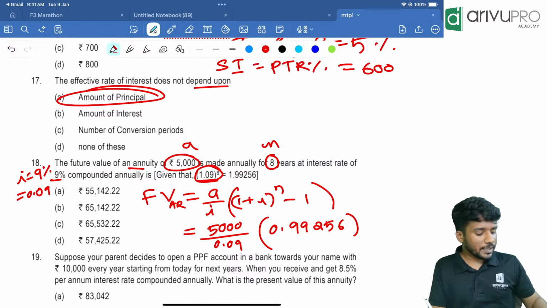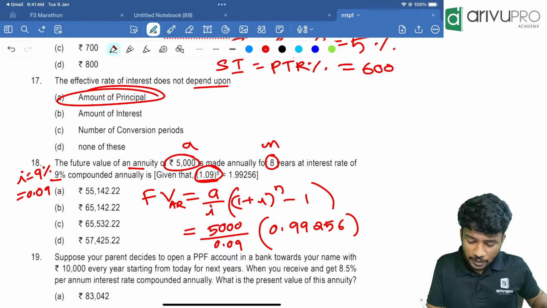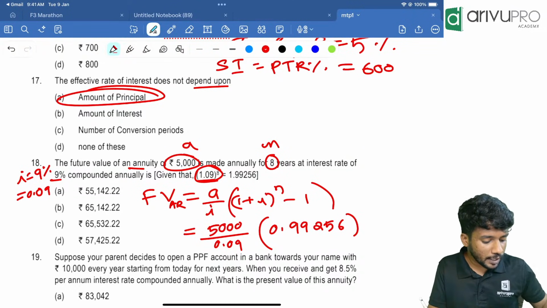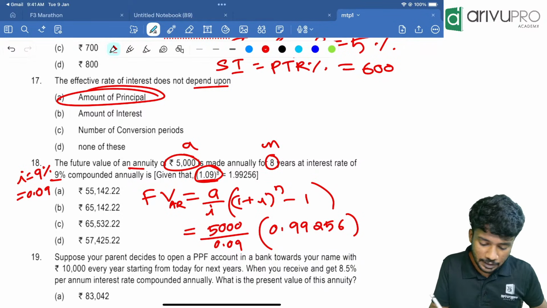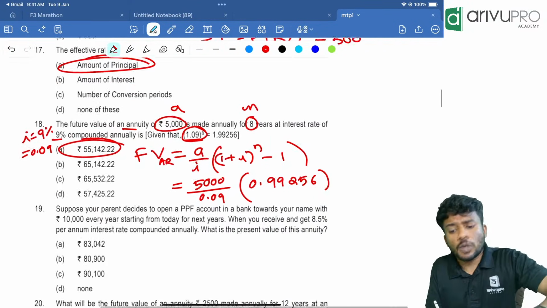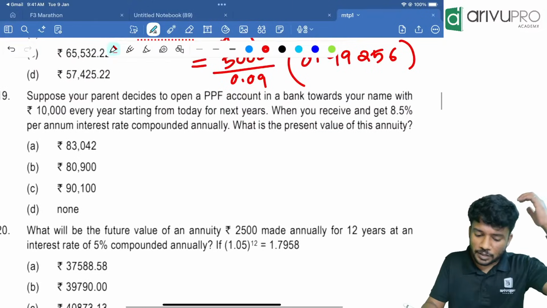0.99256. Now people, take your calculator. 5000 multiplied with 0.99256 divided by 0.09. How much is your answer, people? You are getting it as 55142. Another previous year question. Now the next one.